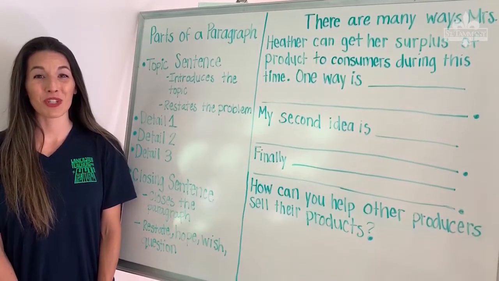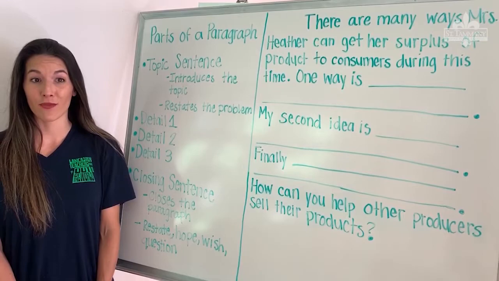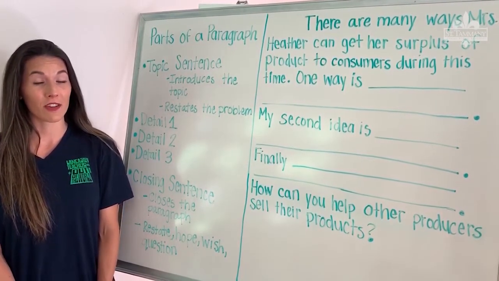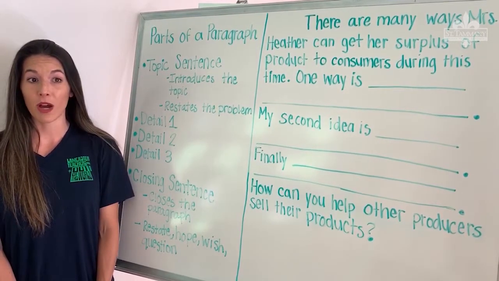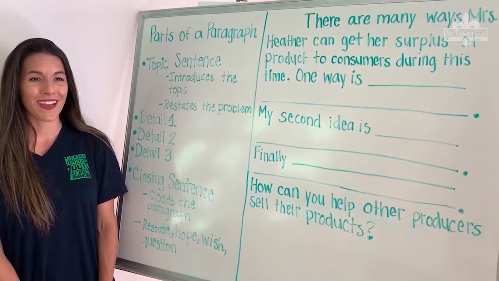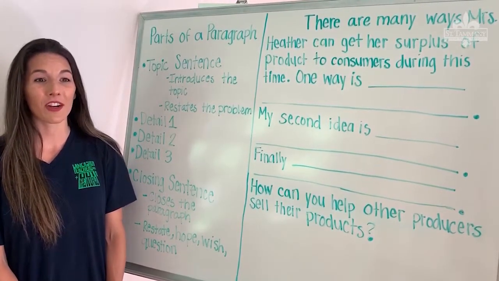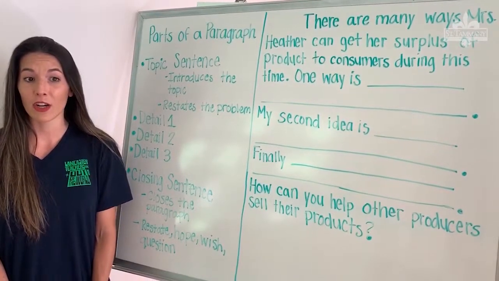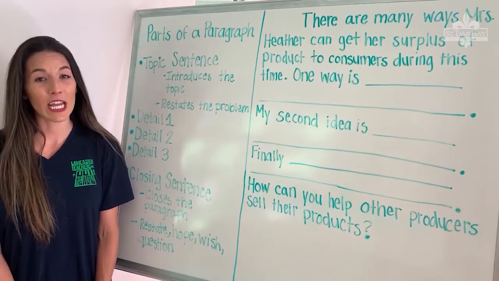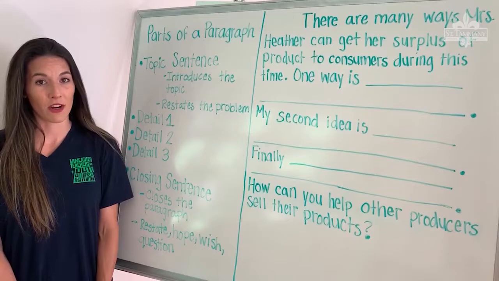Now that we've heard from Miss Shoemake and Miss Hubble over at Heather's farm, I have a challenge for you. We know Miss Heather is having a hard time getting her products to consumers during this current situation. I'm going to help you write a paragraph about how Miss Heather can get her product to consumers. First, let's take a look at the important parts of a paragraph.